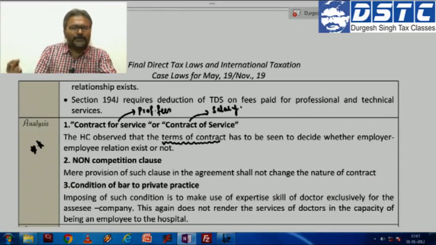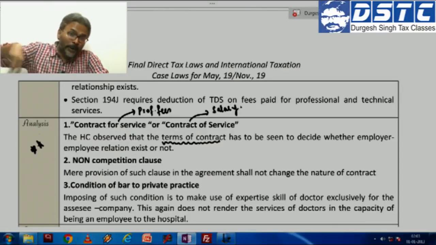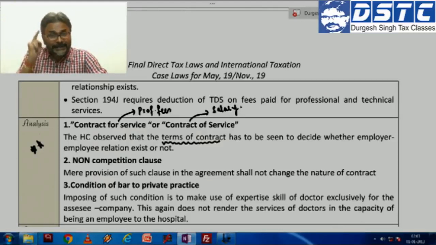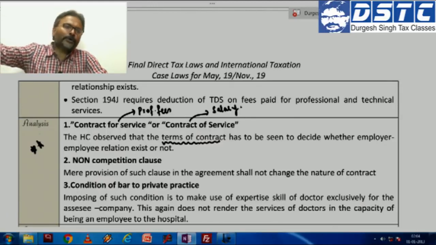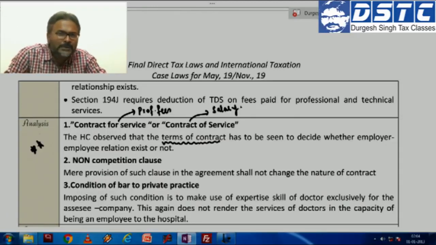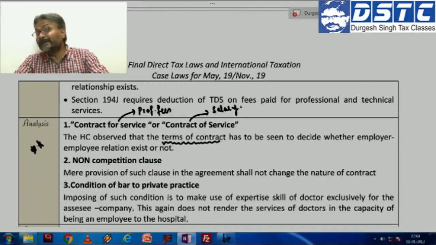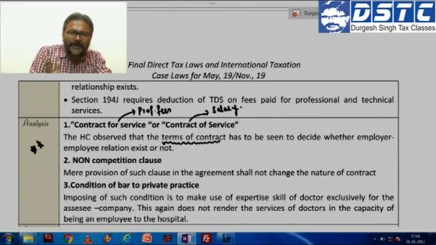On the contrary, students, you know what happens when an employee leaves the company. At that time the company enters into a non-competition clause with him, that look, you are not supposed to join our rival firm. This is what they pay the employee once he leaves the company. Here was a case which is completely different.